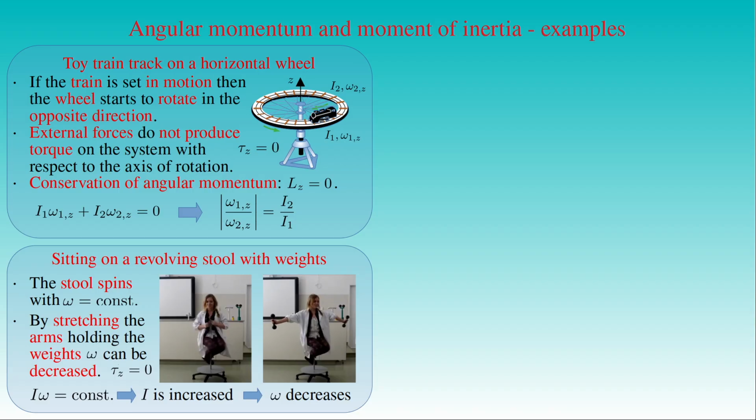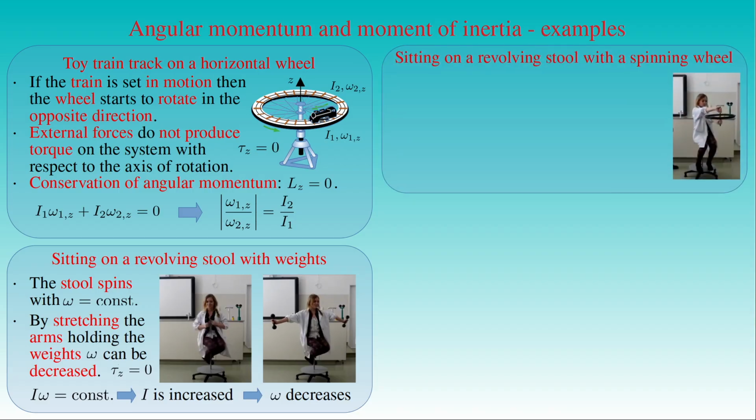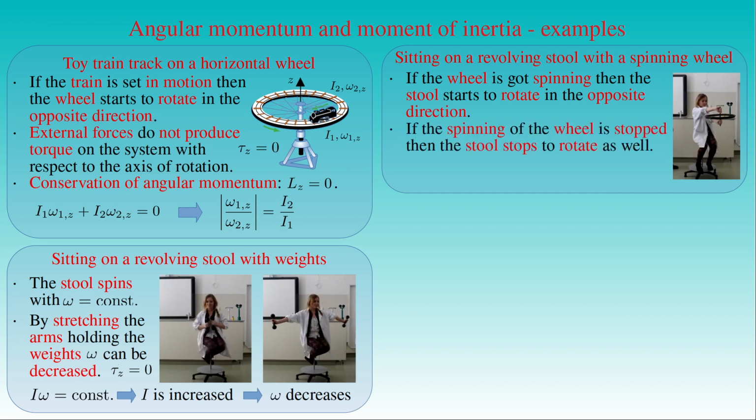Another demonstration of the conservation of angular momentum in the system is when the student sitting on the revolving stool holds a bicycle wheel with its axis pointing in vertical direction. If the student starts to spin the wheel, then she and the revolving stool are also set in motion and rotate in the opposite direction. If the student stops the spinning wheel, then the stool stops rotating as well. The interpretation of the result of the experiment is the same as in the previous demonstration. That is, the change in the moment of inertia of the whole system forces the stool to revolve or to stop revolving due to the conservation of the angular momentum of the system.